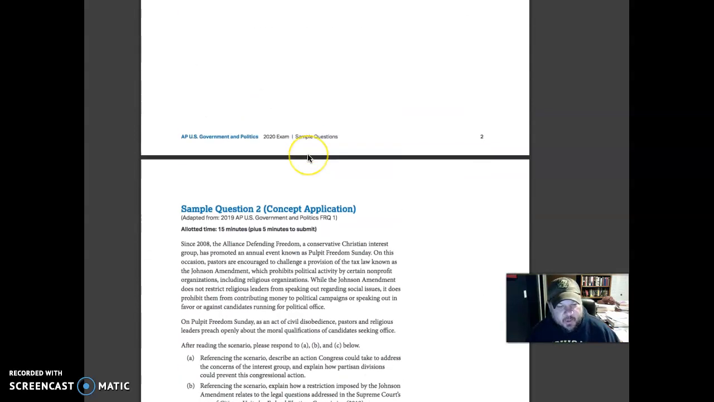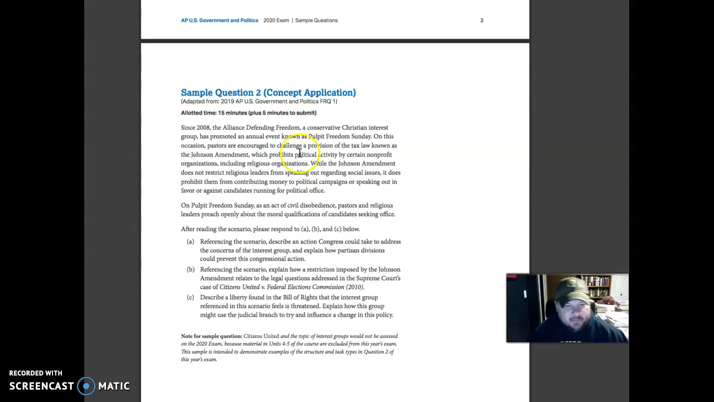Okay. The second question that you are going to do is what's called a concept application. They're going to give you a scenario, and then it's just a free response question. After you read that, you're just going to respond to A, B, and C. Note, and they say this down here, B is outside what you have to know for this exam. They talk about Citizens United versus the Federal Election Commission, which is part of what you need to know, because you do need to know the Supreme Court cases. That theoretically would be fair game, although they're probably going to be in a situation like this.